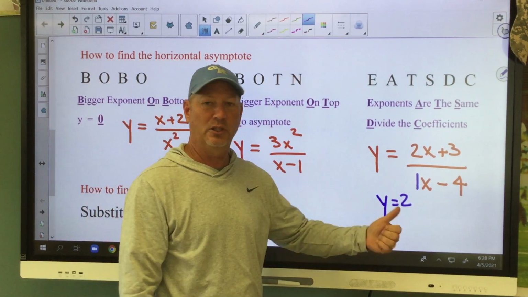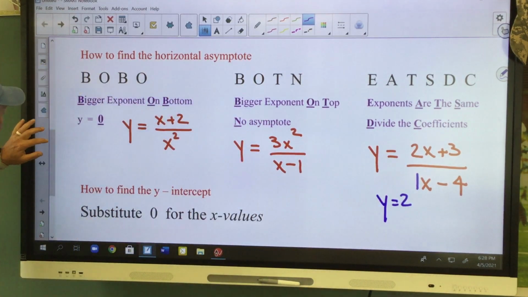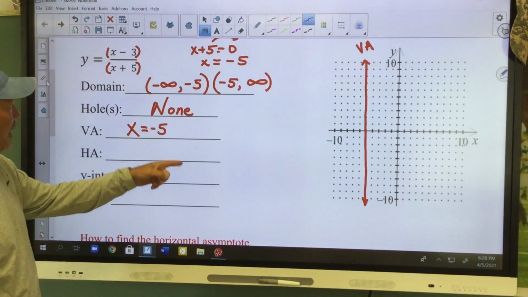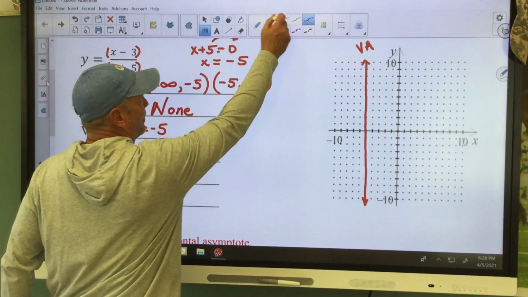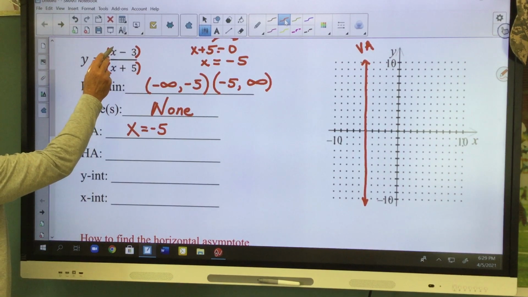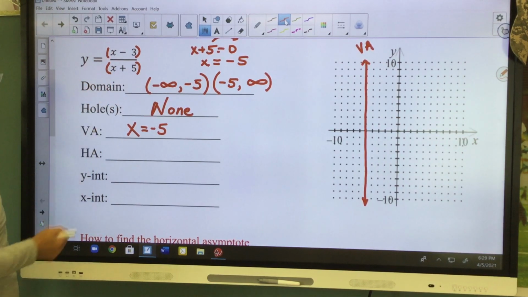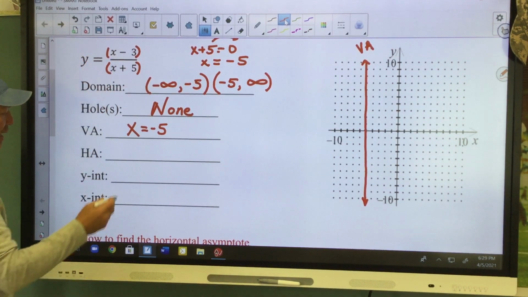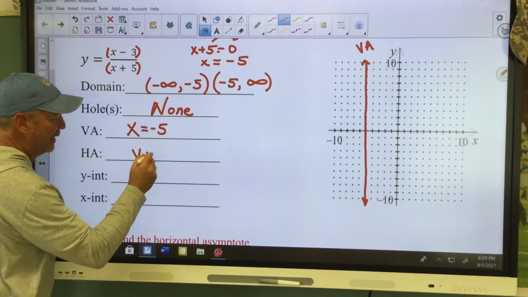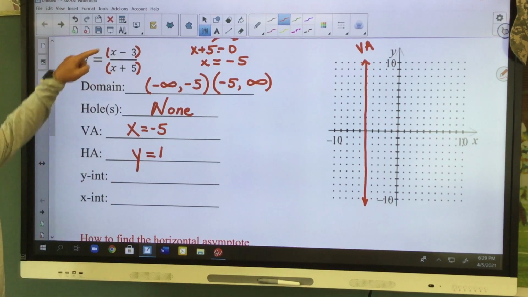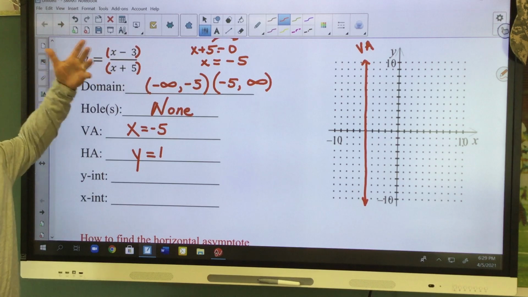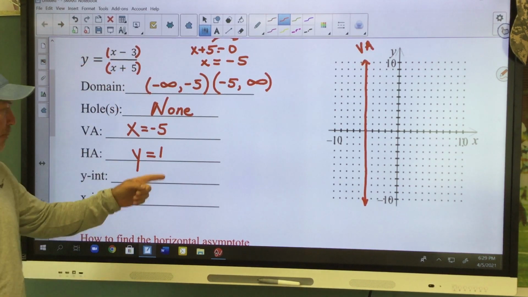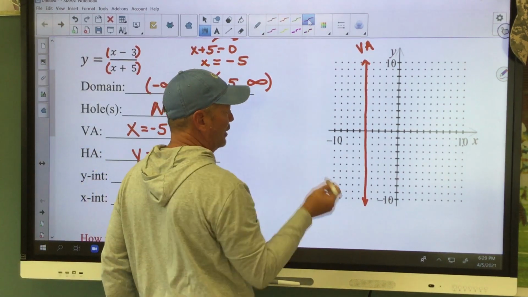Okay? All right, so let's go back to our problem, see what our situation is. So what we have in this problem for our horizontal asymptote is we have x to the first, x to the first. The coefficients are both 1 over 1. So in this case, we would say that y equals 1. Exponents are the same. We're going to divide the coefficients. 1 divided by 1 is 1. Okay? So my horizontal asymptote is going to be at 1.